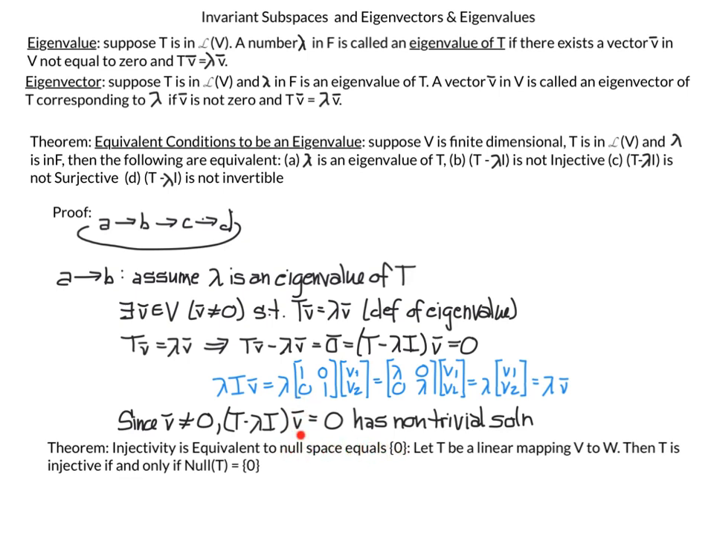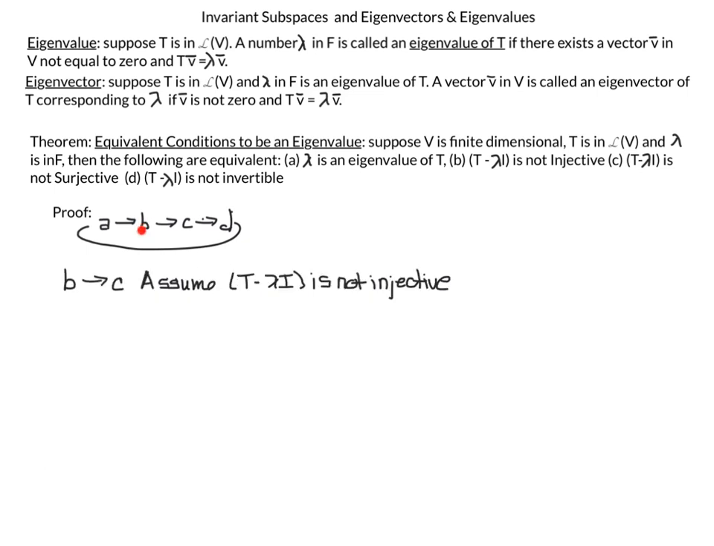Now, since we have a non-trivial solution, that means the null space has a non-zero vector in it. So the null space is not equal to 0, meaning now by this theorem that we do not have injectivity. That is, by this theorem and the fact that we have a non-trivial solution, T minus lambda I is not injective.